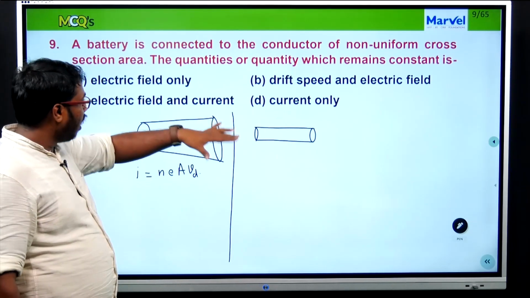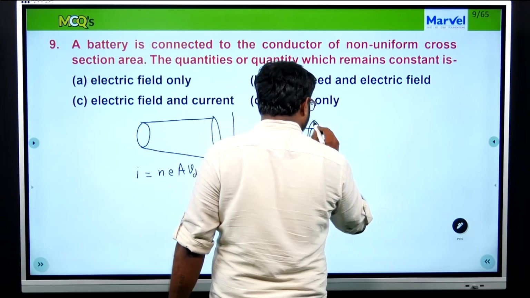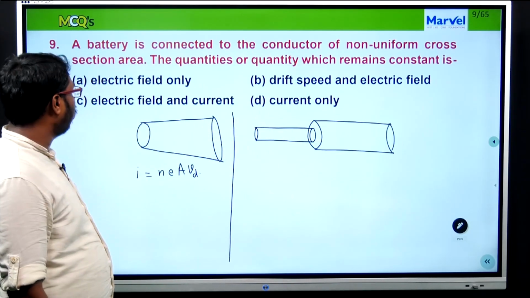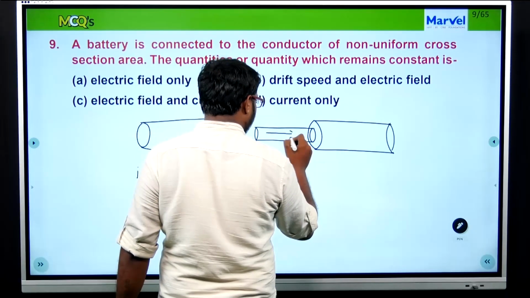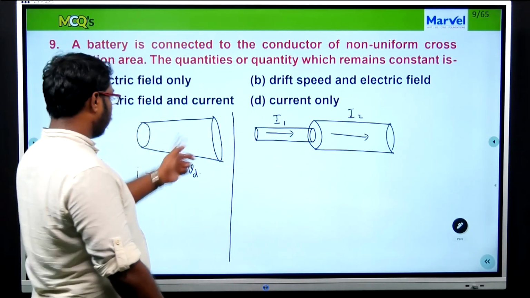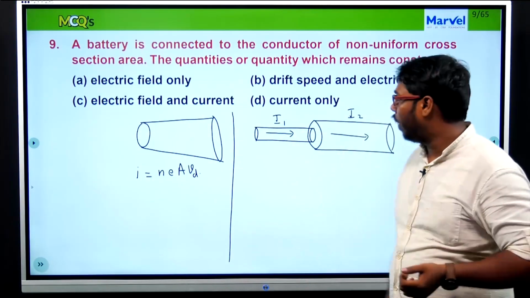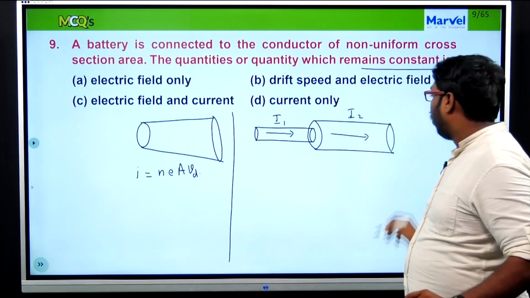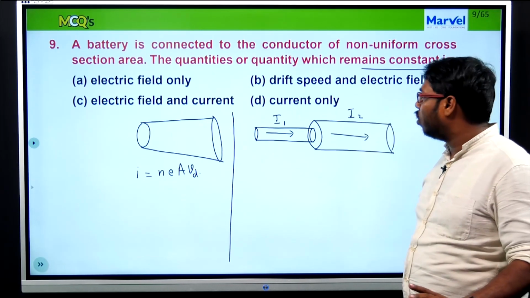But what they are expecting us in this question is, there are two conductors that are put together like this. Then what happens? Let me say the current flowing through this is I1 and the current flowing through this is I2. According to the options given to us, we have to answer this. First one, we are searching for the constant quantity. The electric field, they say, is going to remain constant.